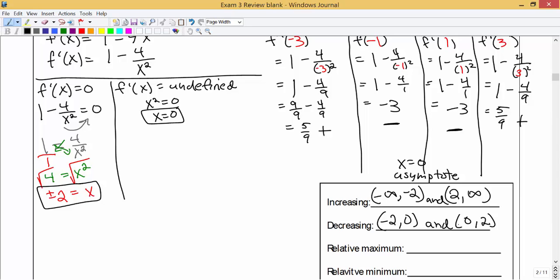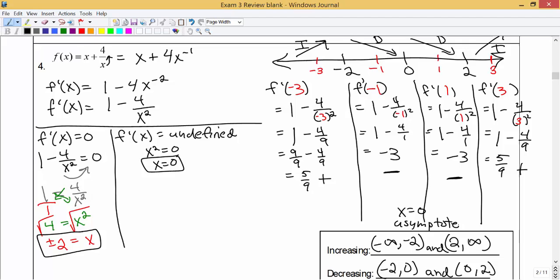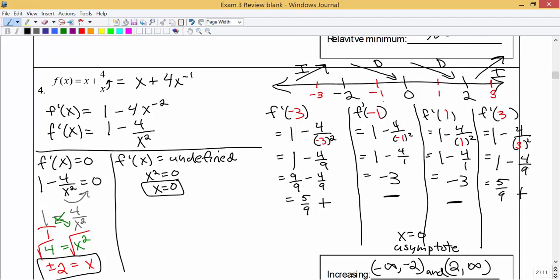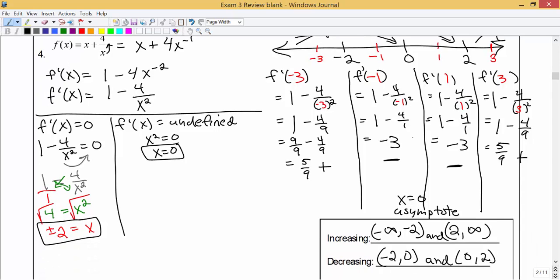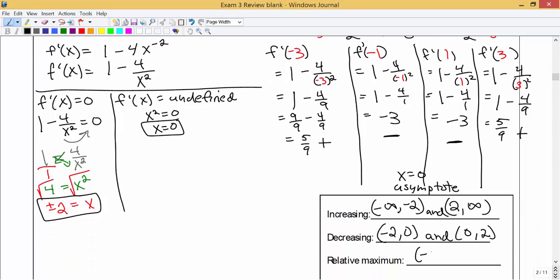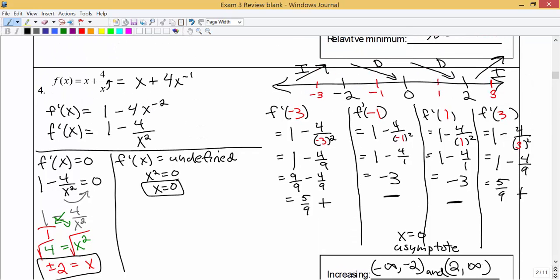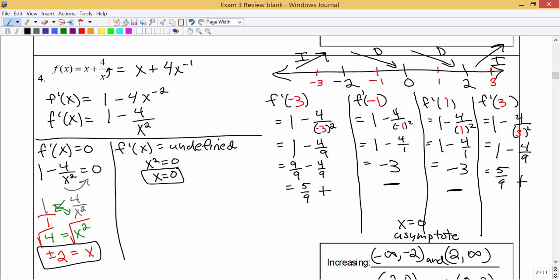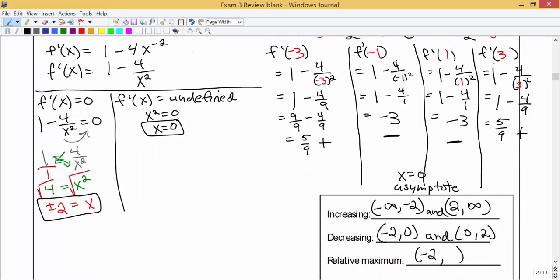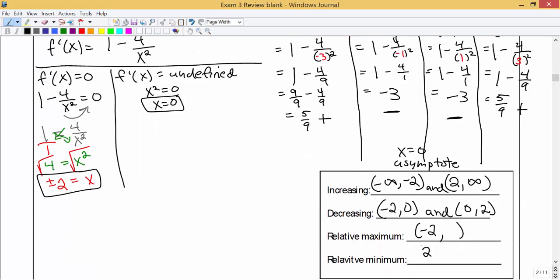Now, the last thing we want to look at is, do we have a relative max or a relative min? So we do have a relative max here at -2. And we'll find the y value, make sure it's in the domain of the function. And do we have a relative minimum? It looks like we do here at +2. So we decrease and then we come to the bottom and then we start to increase after that. So we're going to say 2 would be a relative minimum.